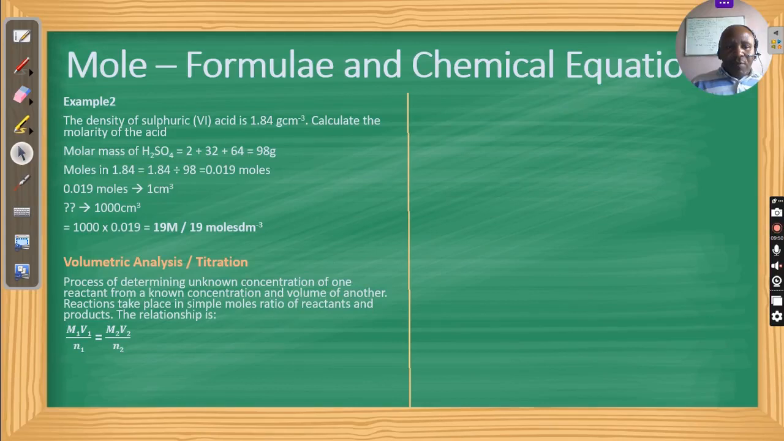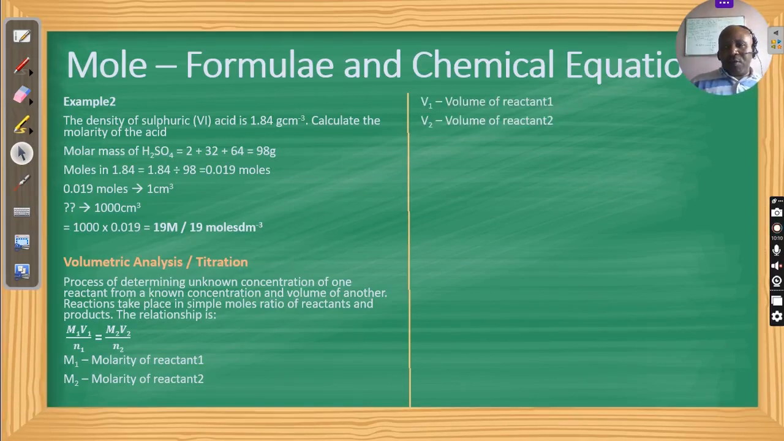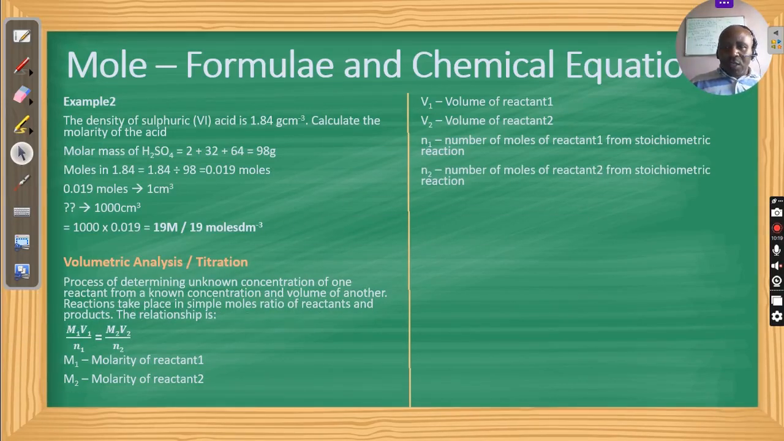So the relationship for calculating these concentrations and volumes is M1V1 over n1 is equal to M2V2 over n2, where M1 is the molarity of reactant 1, M2 is the molarity of reactant 2, V1 is the volume of reactant 1, V2 is the volume of reactant 2, n1 is the number of moles of reactant 1 from the equation, and n2 is the number of moles of reactant 2 from the equation.